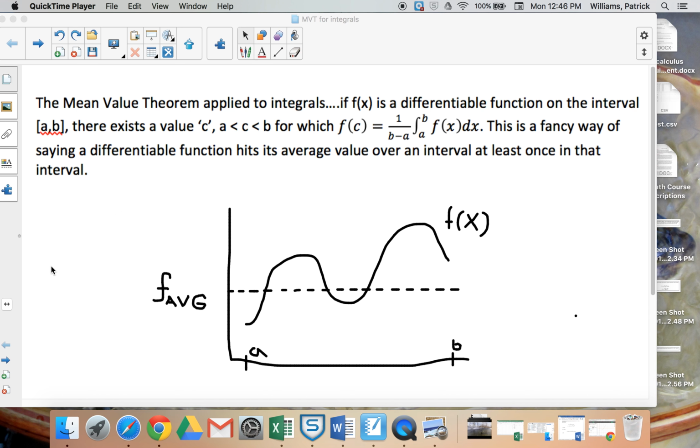All right, so after our last video on average value, we're going to see how this is applied to something called the mean value theorem for integrals. So take a second, pause the video and read this before I start explaining just so you can get an idea of what it is.